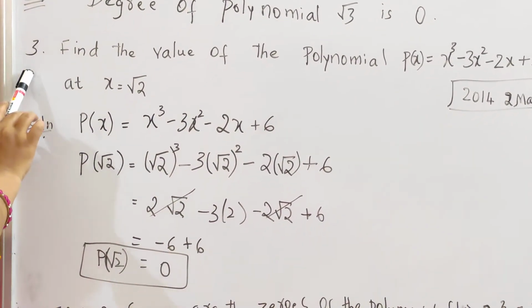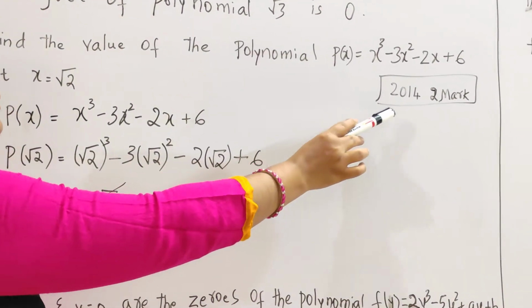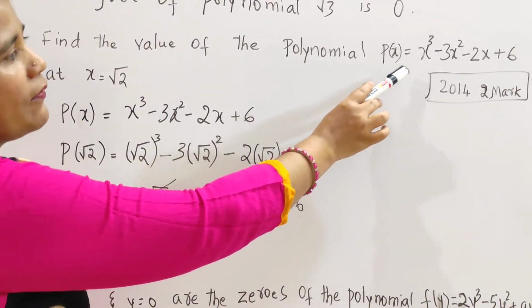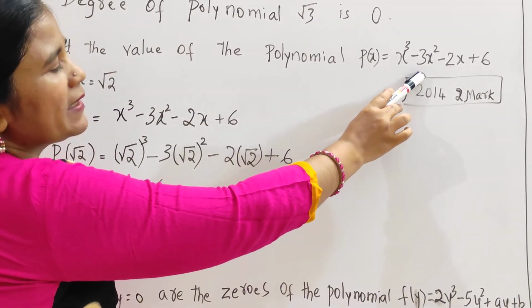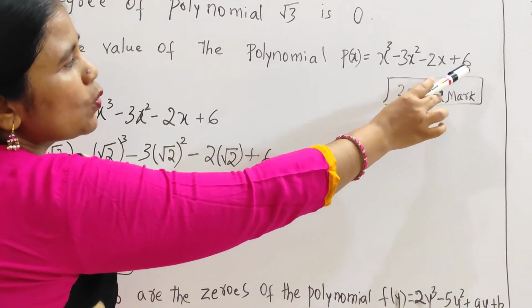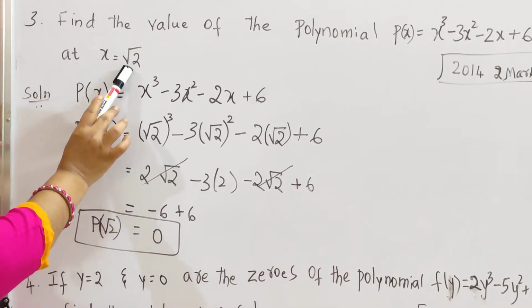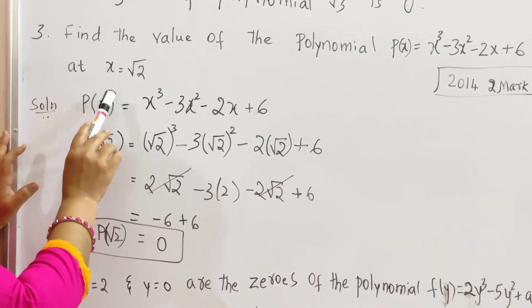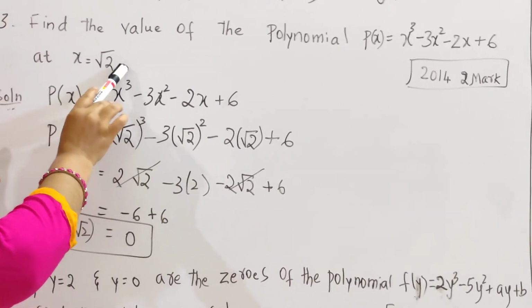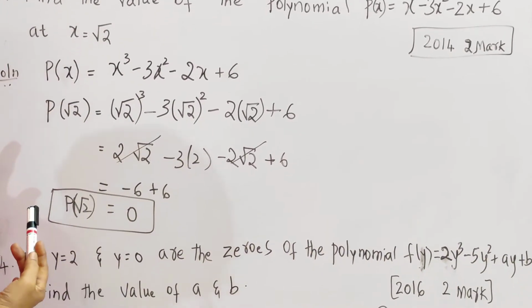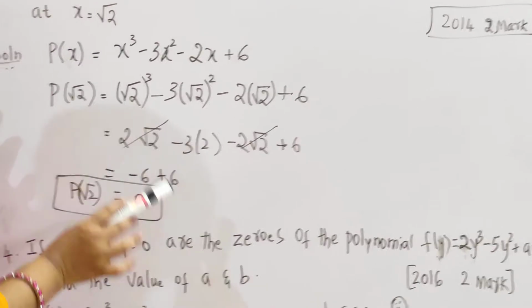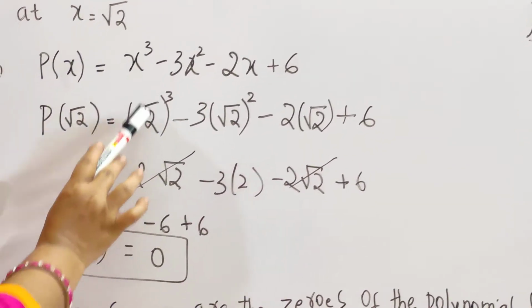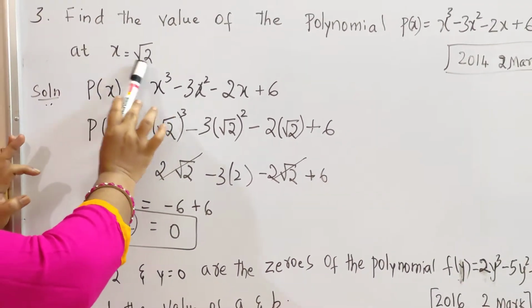Now, coming to the third question, this was asked in 2014 for 2 marks. Find the value of the polynomial p of x equals x cube minus 3x square minus 2x plus 6 at x equal to root 2. So, whenever there is a root 2 in any question given in the form of root or with a negative sign, most of the children make confusions and they get the answer wrong. So please make a note that here x value is root 2.